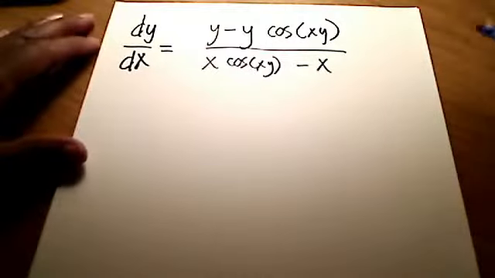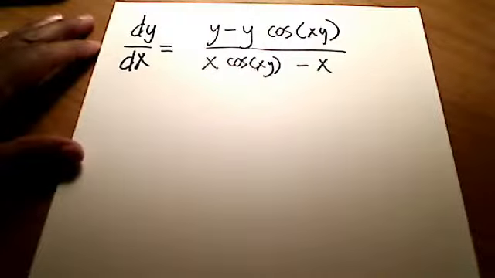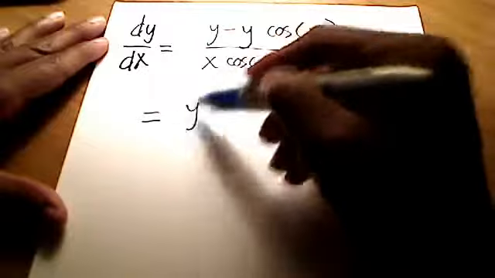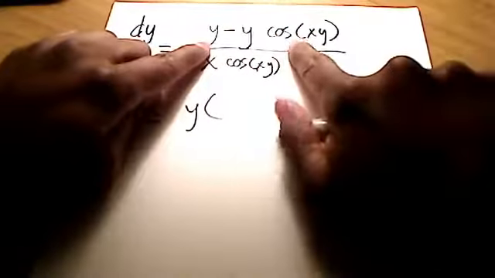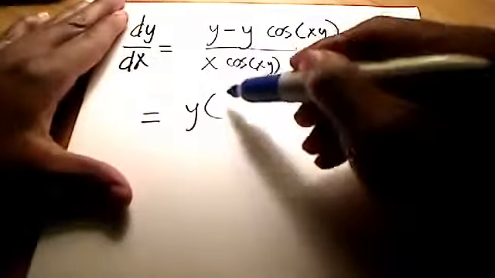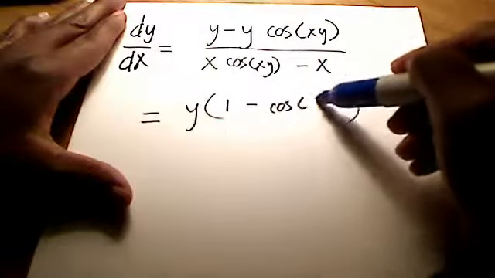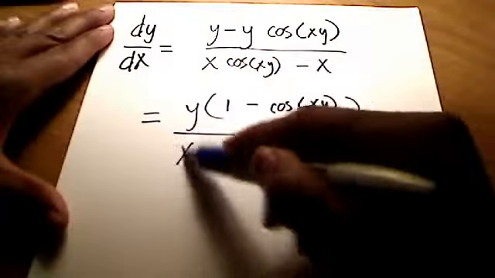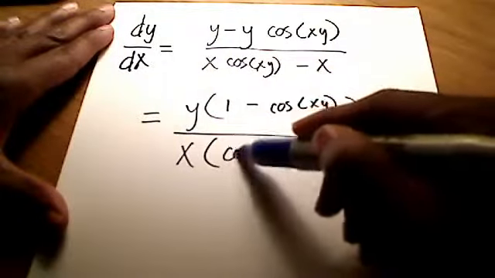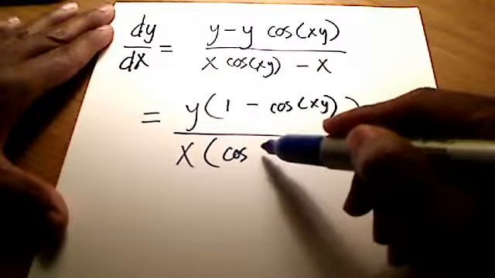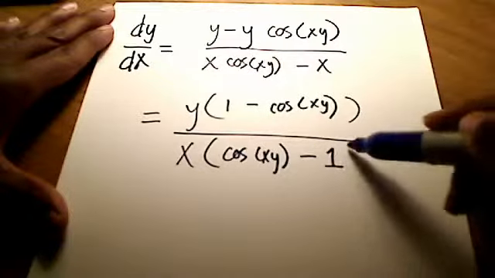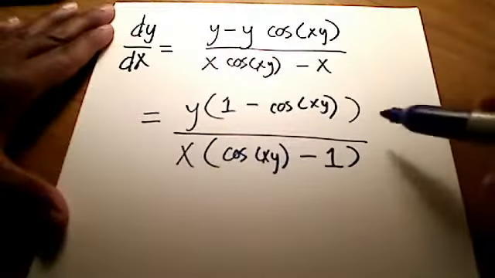Okay, all right, now there's one more thing I can do, and I can pull out of all of this stuff. Do you see that these two terms up top have a y in common? And if I pull that out, I'd be left with 1 minus the cosine of xy. And if I do that on the bottom, these two terms have an x in common. And if I do that, I'm left with cosine xy minus 1, right? So there's a 1 there and there's a 1 there.